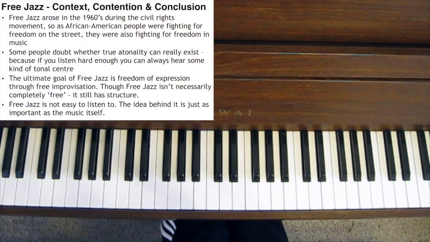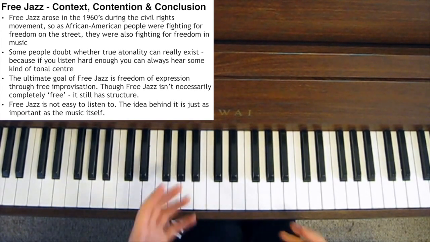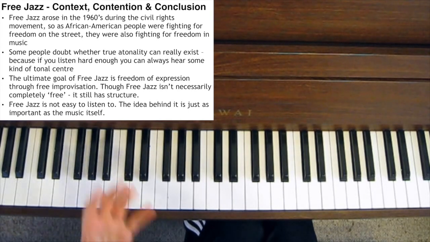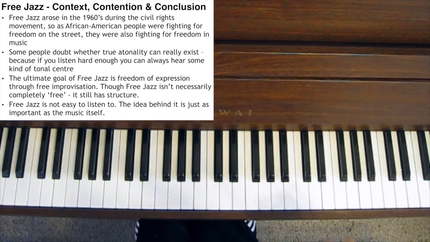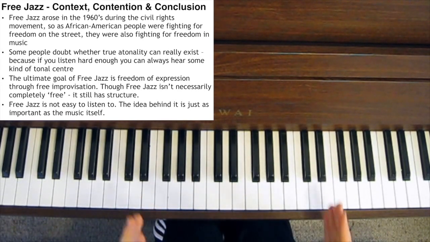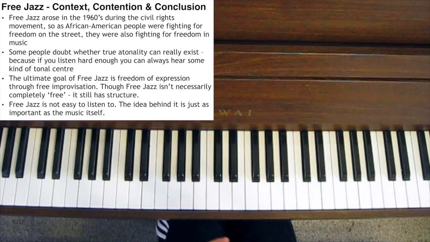Now it's also worth giving you a little bit of context about free jazz and atonality, because it really does help you understand the genre a bit better. Now free jazz arose in the 1960s during the civil rights movement. So as African American people were fighting for freedom on the street, they were also fighting for freedom in music. So even the name free jazz is a politically loaded term. Now this isn't a history lesson, so I'm not going to bore you with the details, but you should always keep historical context in mind when listening to any kind of music.